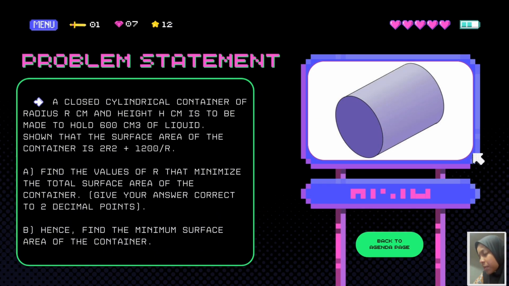For the problem statement, a closed cylindrical container of radius r cm and height h cm is to be made to hold 600 cm³ of liquid. Show that the surface area of the container is 2πr² plus 1200 over r. A. Find the value of r that minimizes the total surface area of the container. Give your answer correct to 2 decimal places. B. Hence, find the minimum surface area of the container.